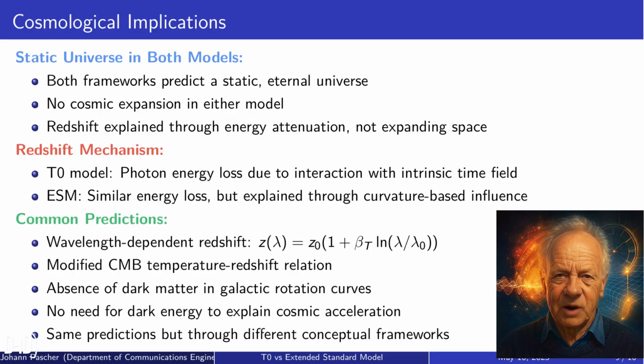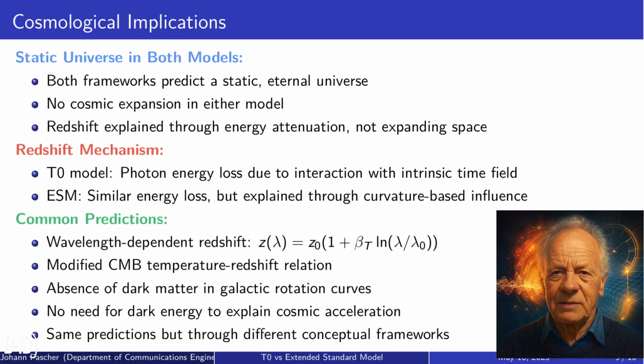In both the T0 model and the ESM, cosmic redshift is explained through energy attenuation rather than through the expansion of space. In the T0 model, photon energy loss occurs due to interaction with the intrinsic time field during propagation. In the ESM, a similar energy loss is explained through the curvature-based influence of the scalar field theta on light propagation. Both frameworks make identical predictions for several phenomena, including a wavelength-dependent redshift described by the equation z of lambda equals z0 times 1 plus beta t times the natural logarithm of lambda over lambda 0.